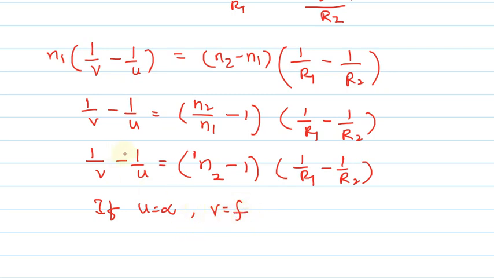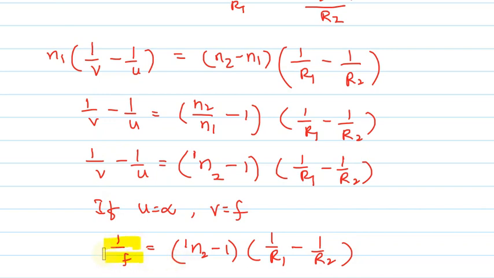If I substitute these terms on the LHS of the relation, then we can write 1 by f as 1 by v minus 1 by infinity, so it becomes 0. Then I can write 1 by f is equal to n21 minus 1 into 1 by r1 minus 1 by r2. What do we call this relation? It is the lens maker's formula. 1 by f is equal to n21 minus 1 into 1 by r1 minus 1 by r2.